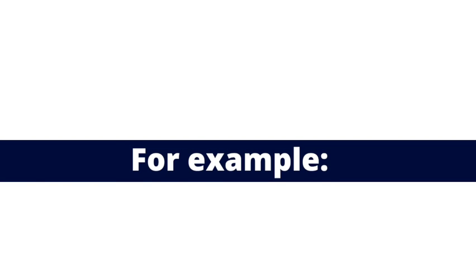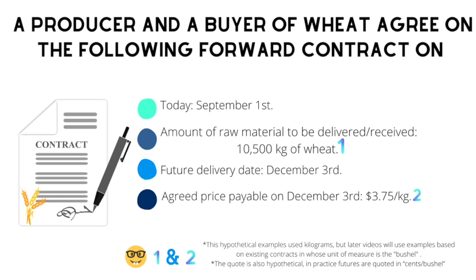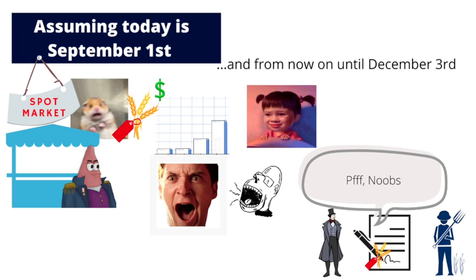Let's see an example. A producer and a buyer of wheat agree on the following forward contract on September 1st. 10,500 kilograms of wheat to be delivered and received on December 3rd, with an agreed price payable also on December 3rd of $3.75 per kilogram. From that moment on September 1st, regardless if the price of wheat goes up or down on the spot market, this will not affect the buyers and the producers, as both sides know that one will buy and the other one will sell 10,500 kilograms of wheat at $3.75 per kilogram on December 3rd.